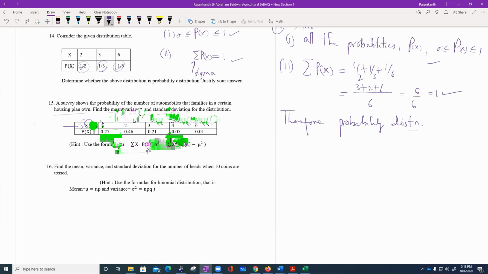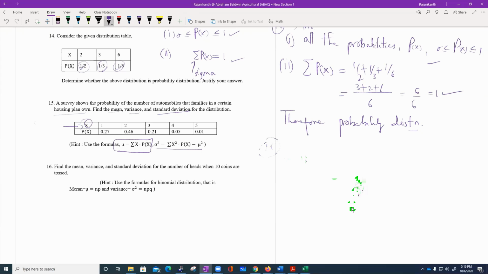For the mean, you could use this formula. For the variance, you could use this formula. Then to find the standard deviation, remember, check your notes, please. The standard deviation is simply the square root of the variance. Once you know this variance answer, simply take the square root to find the standard deviation. Okay, so let's do that then.